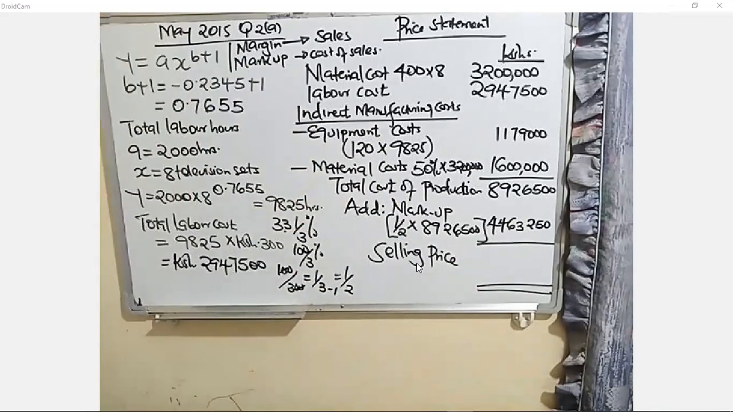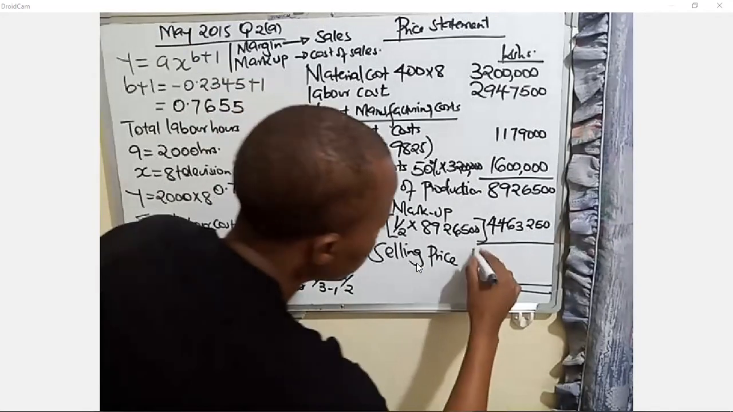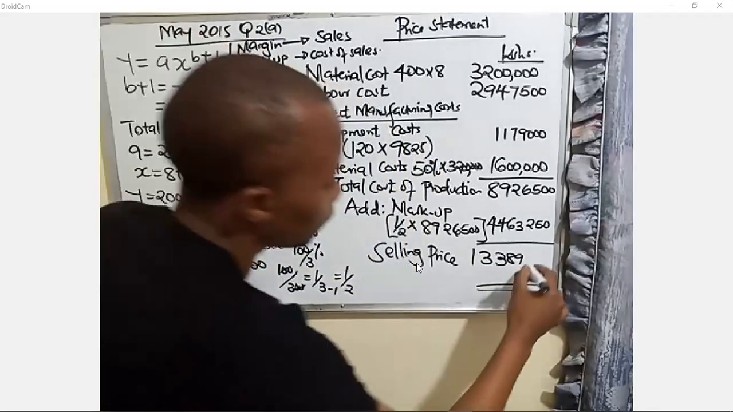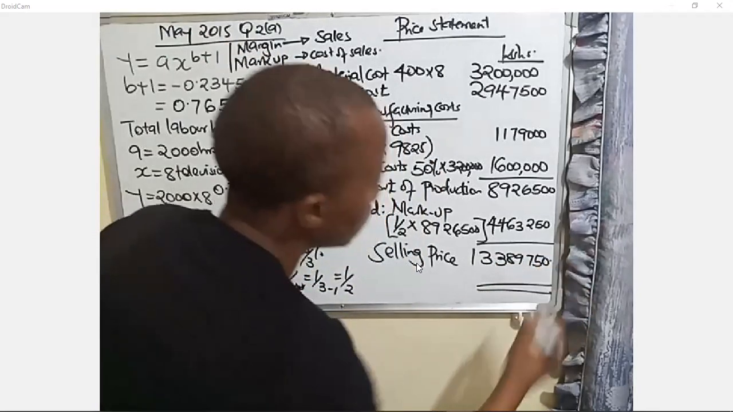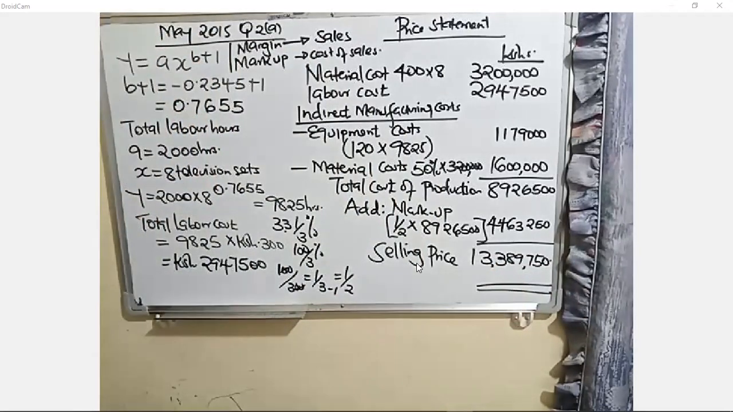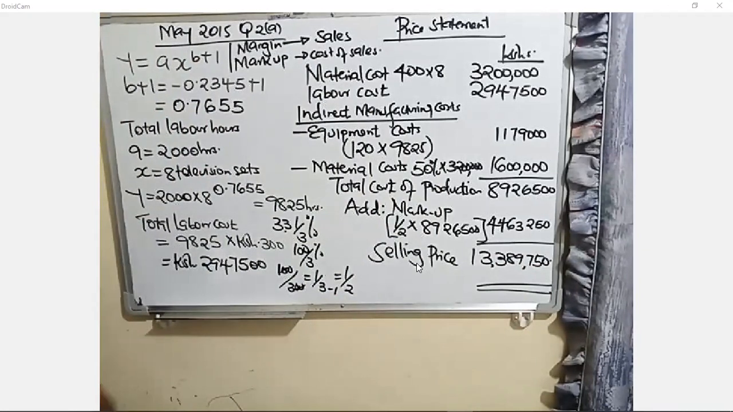So the selling price for these 8 televisions is how much? What is our selling price? 13,389,750. That is how simple the learning curve is. Let us proceed.